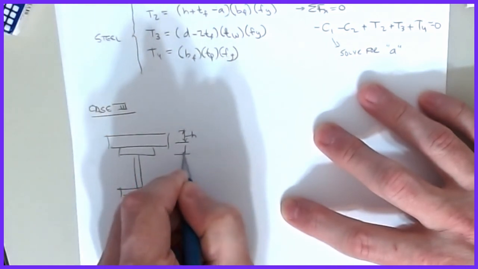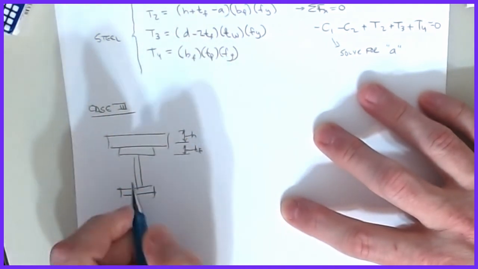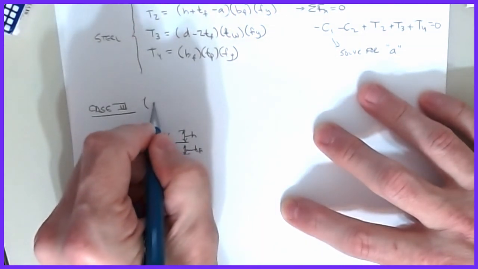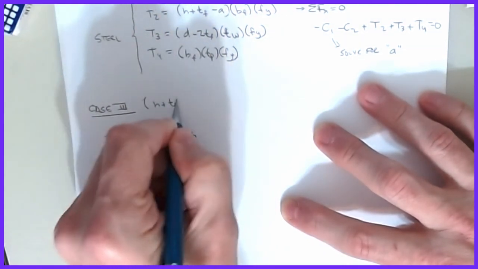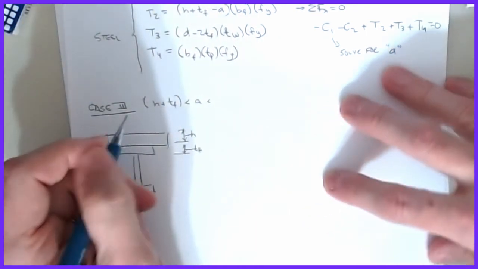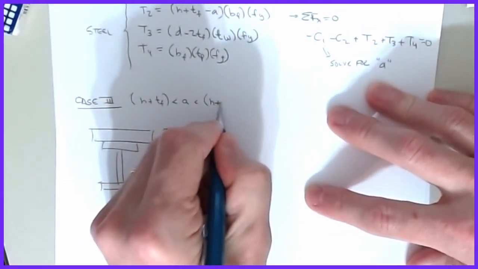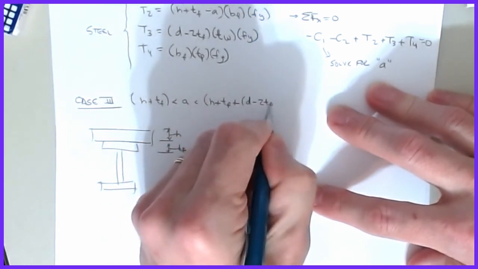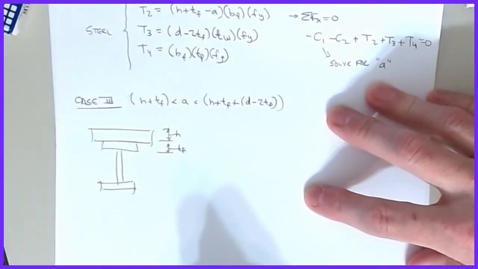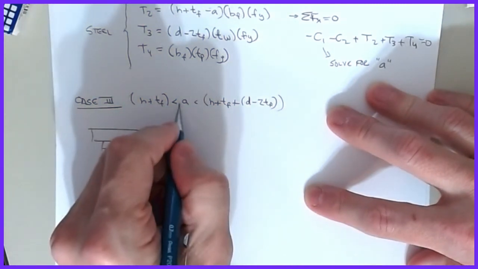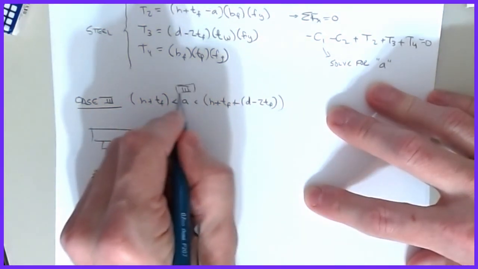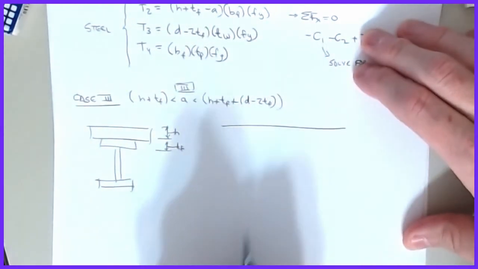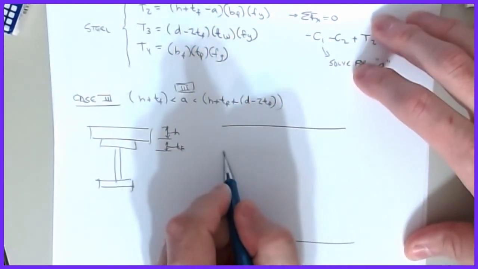H plus TF. Okay, so case 3 then is the case where H plus TF is less than A is less than H plus TF plus D minus 2TF, right? Which is our definition of zone 3. Right. So what's the diagram look like?